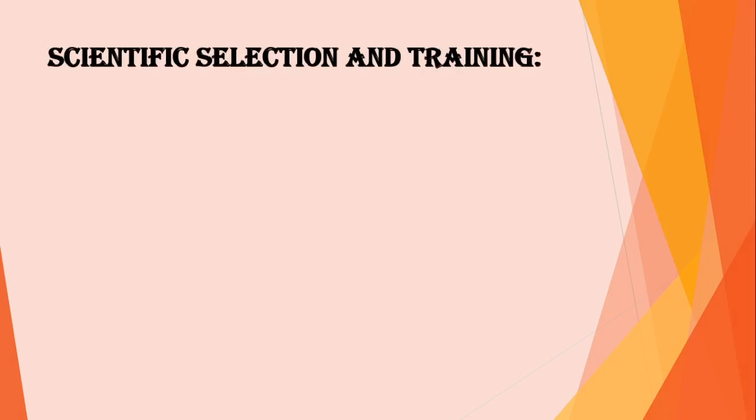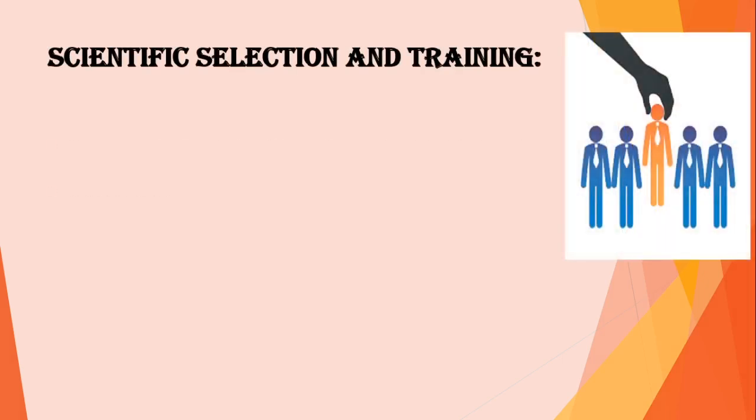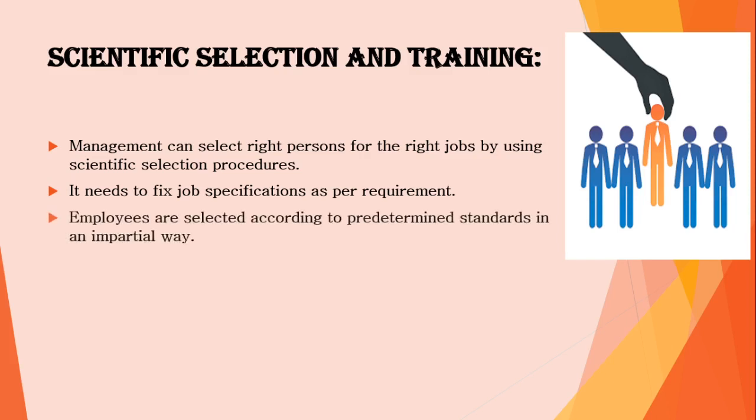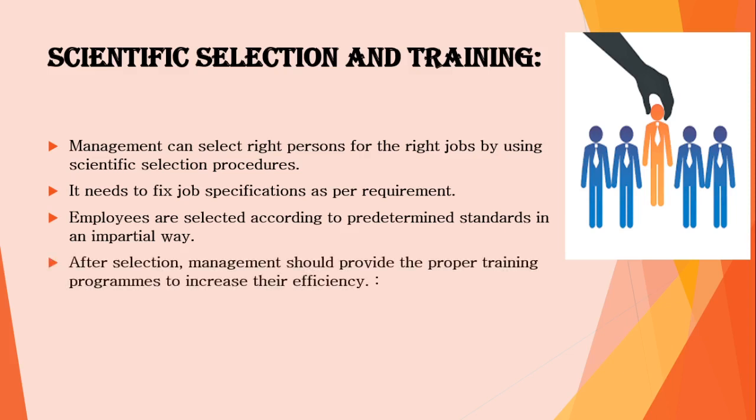Then you have scientific selection and training. Management can select the right persons for the right jobs by using scientific selection procedure. It needs to fix job specifications as per requirements. Employees are selected according to predetermined standards in an impartial way. After selection, management should provide the proper training programs to increase their efficiency.